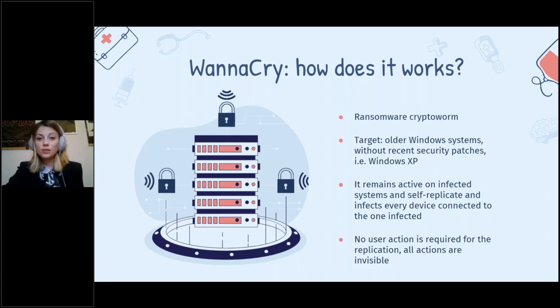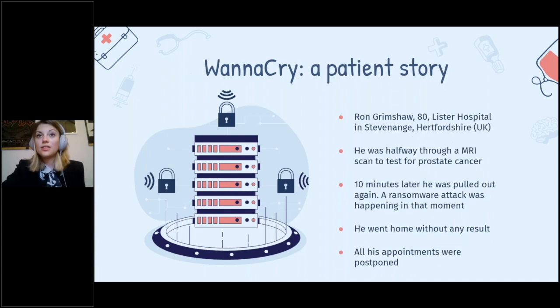A computer worm duplicates itself to spread through uninfected computers, so it often does this by exploiting parts of an operating system that are automatic and invisible to the user. It is common for worms to be noticed only when their uncontrolled replication consumes system resources, slowing or halting other tasks. Now I want to talk about a patient story during the WannaCry attack.